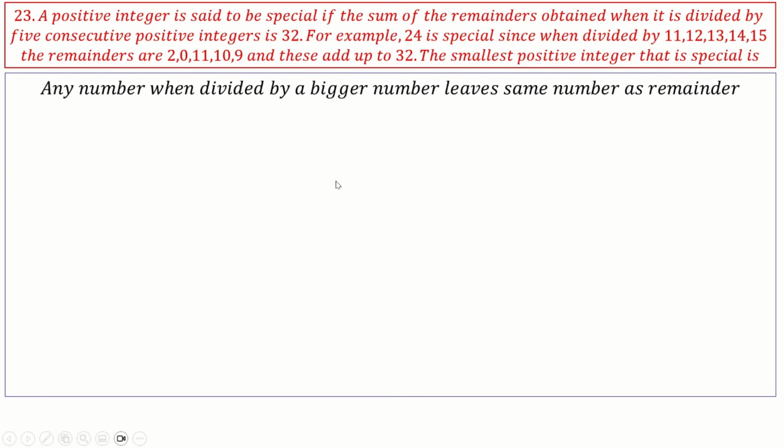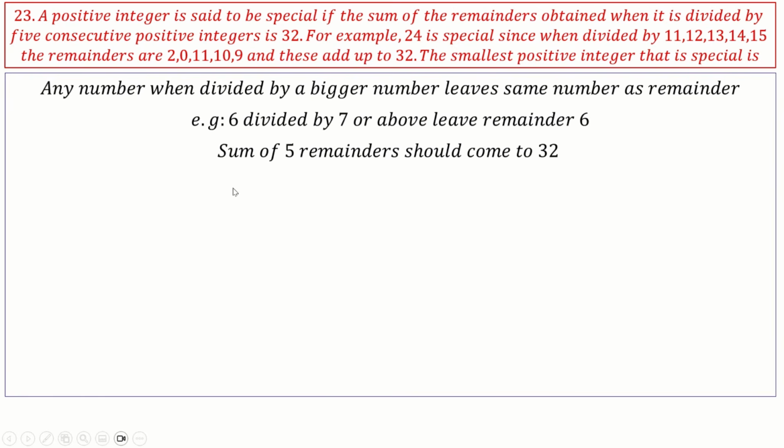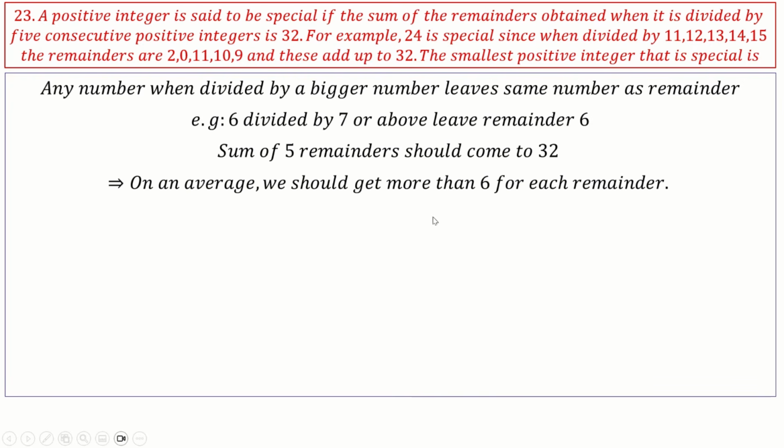That's the minimum. We need to prove that 8 is the smallest. Okay? Let's do it this way. The sum of 5 remainders should be equal to 32. So on an average, each remainder should be around 6. Correct? If it is smaller, then it is very difficult to make 32. So the minimum number you should start counting from is 6. Before 6, you will never get a sum of 32 from 5 consecutive numbers.